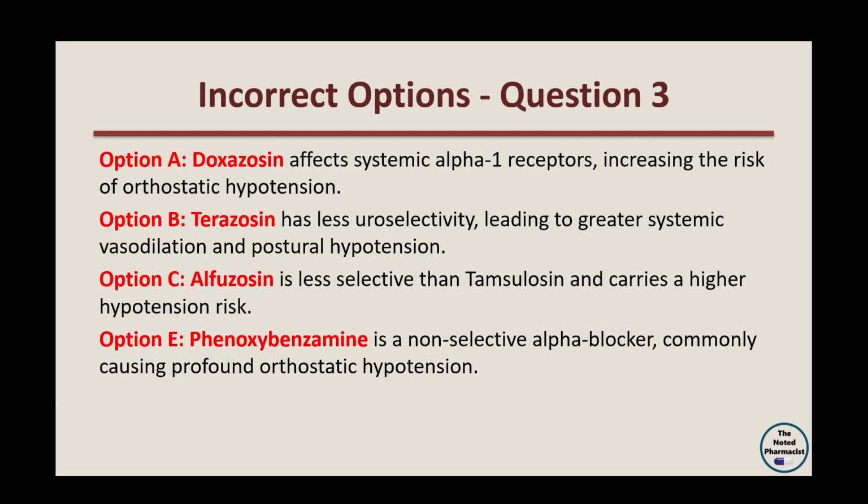Here is the explanation for incorrect options. Option A, doxazosin is incorrect because it affects systemic alpha-1 receptors, increasing the risk of orthostatic hypotension. Option B, terazosin is incorrect because it has less uroselectivity, leading to greater systemic vasodilation and postural hypotension. Option C, alfuzosin is incorrect because it is less selective than tamsulosin and carries a higher hypotension risk. Option E, phenoxybenzamine is incorrect because it is a non-selective alpha blocker, commonly causing profound orthostatic hypotension.